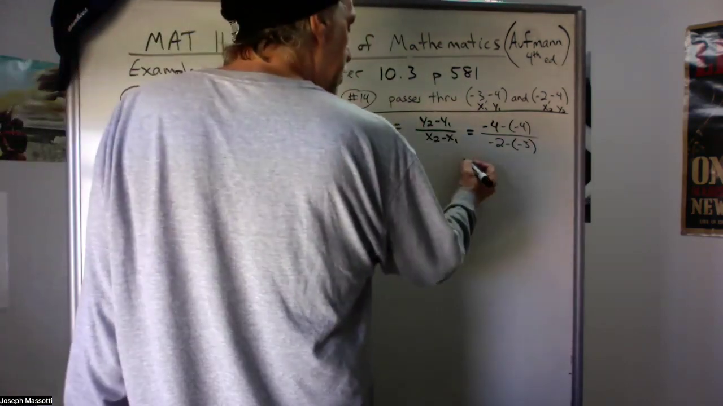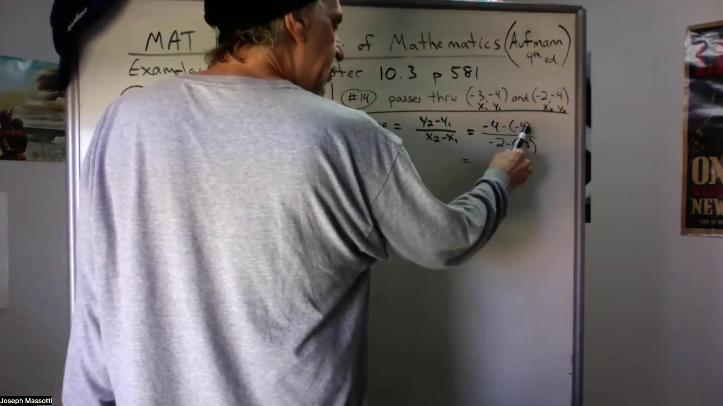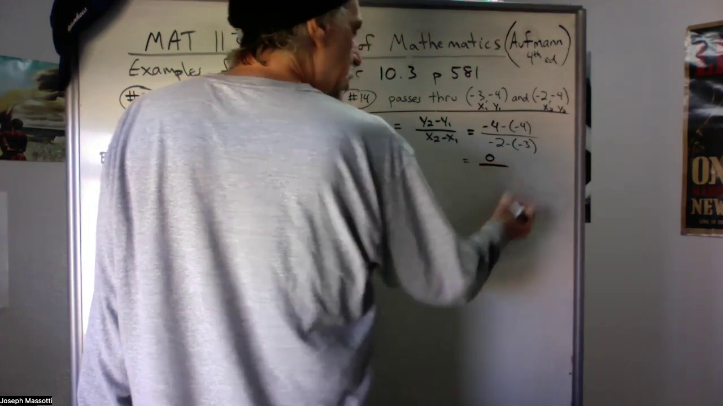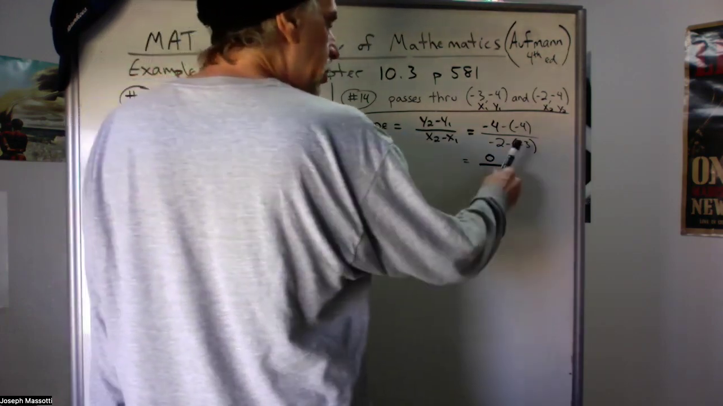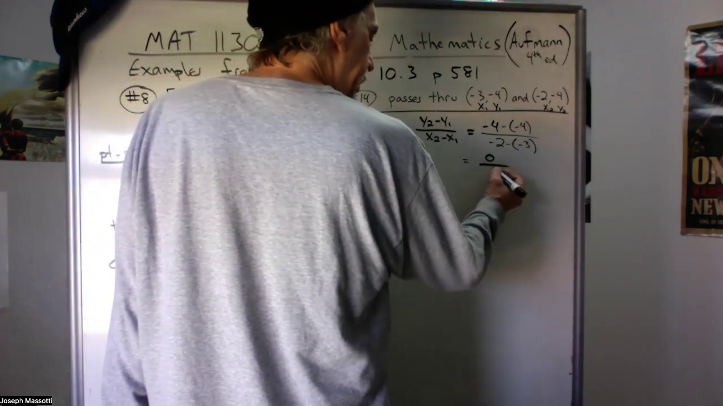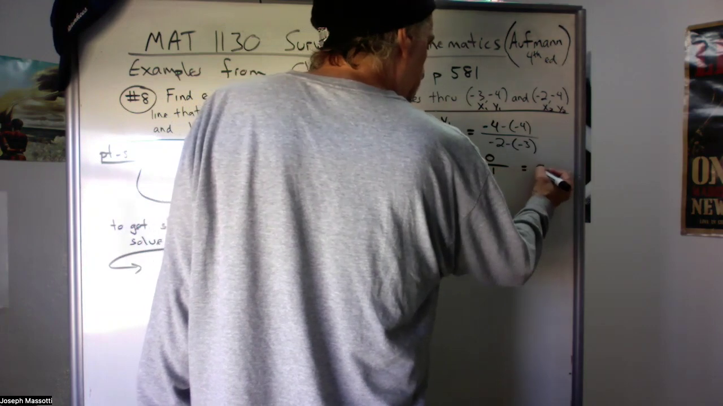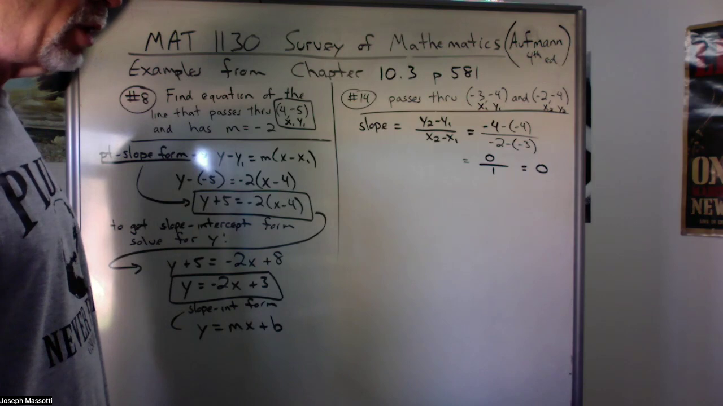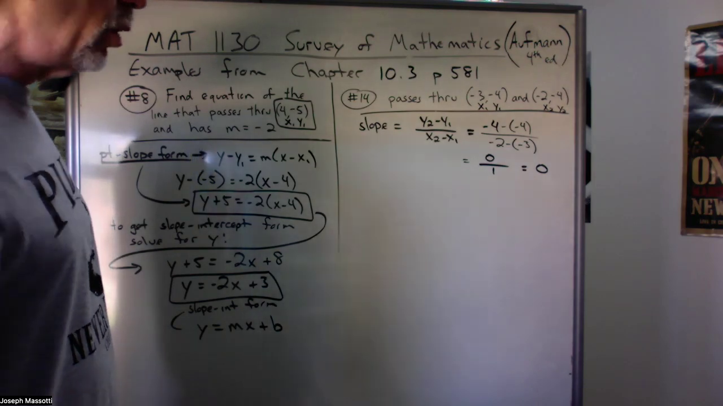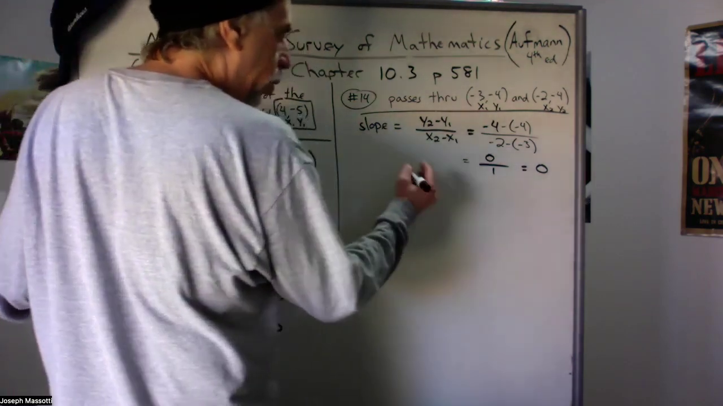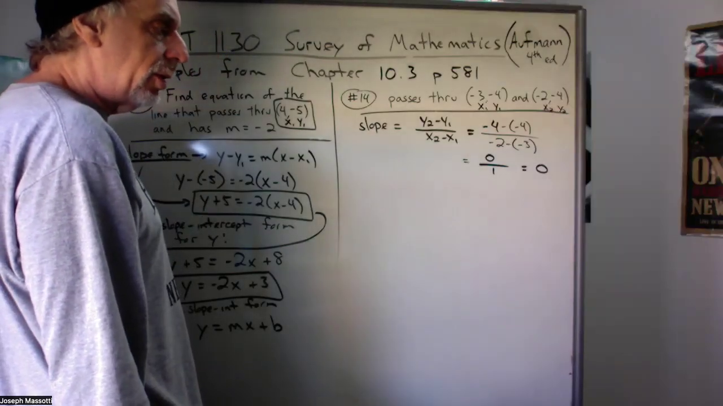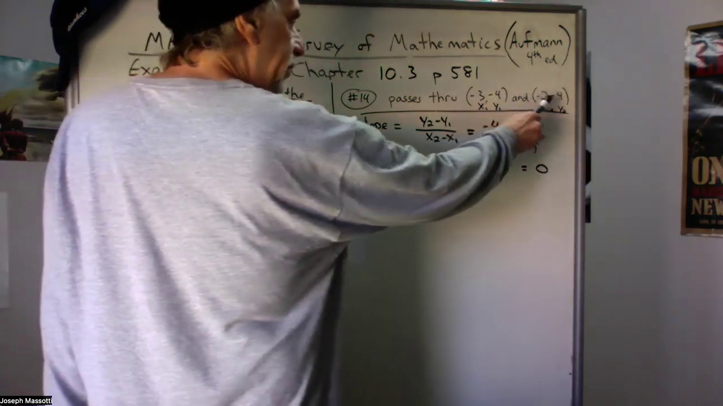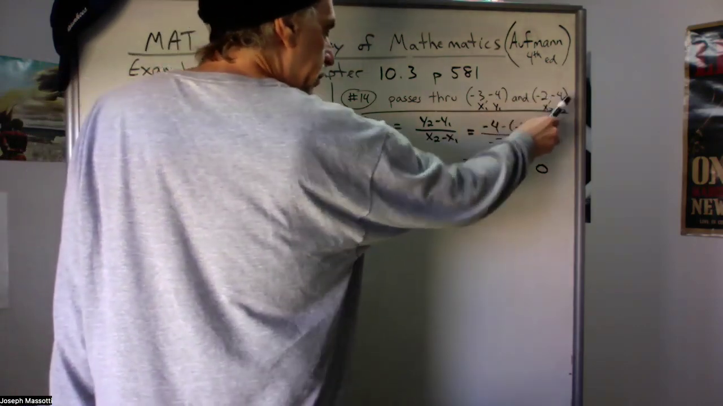We know how to deal with this. -4 plus 4 gives us 0. Right? -4 plus 4 gives us 0, and -2 plus 3 gives us 1. So we have a slope of 0 here. Okay? So as soon as we see that we have a slope of 0, we know this is a horizontal line. Right? Horizontal lines have slopes of 0. So in this case, notice the y value is the same for both of these points.